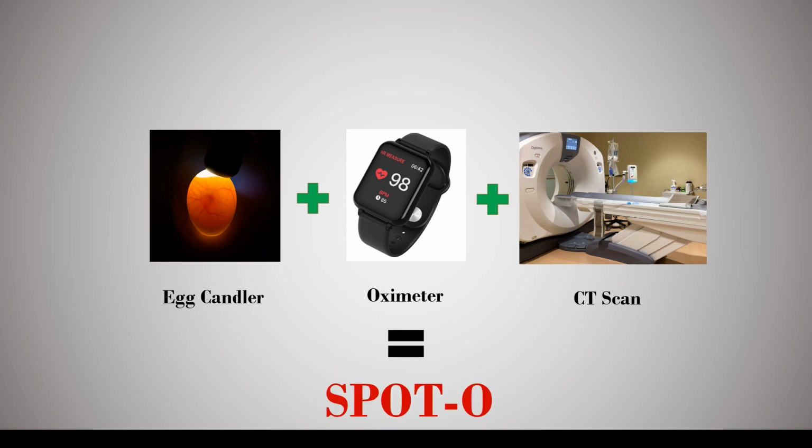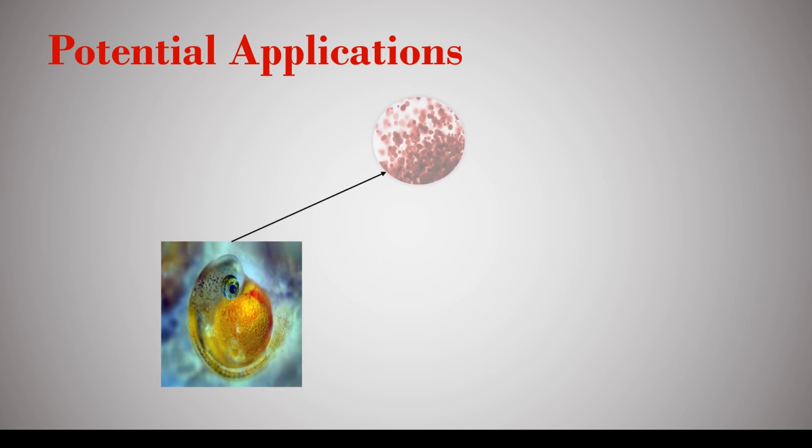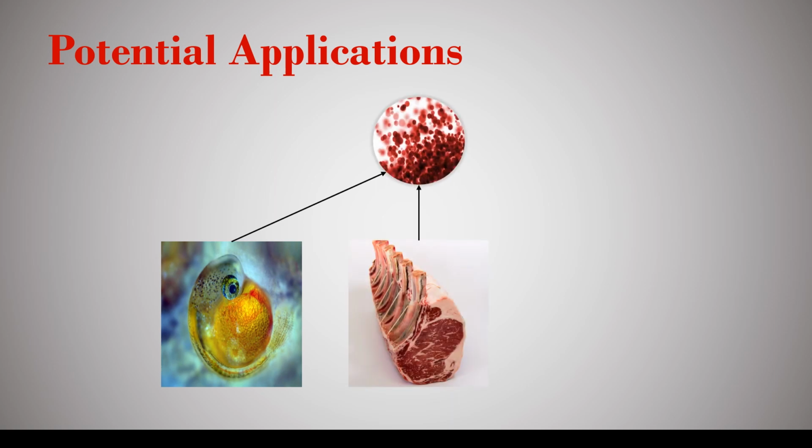So what can Spoto be used for? Well, it could detect birth defects or deficiencies in fish embryos by collecting the blood oxygen data. It also can provide data regarding meat quality and freshness based on the amount of myoglobin it is releasing. And finally, it can monitor developing avian embryos.